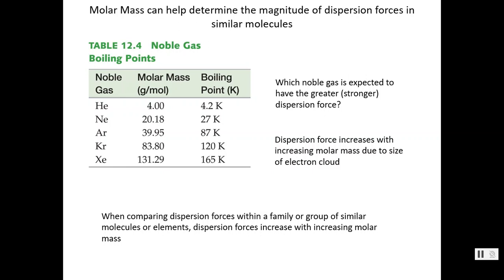So for example, if I was to ask you between chlorine and bromine, those are two halogens in group 7. Between those two, which would have the greater dispersion force? You would say bromine. Bromine has a bigger molar mass than chlorine. And so you would also expect bromine to have the higher boiling point as well. So dispersion forces can help us say something about the properties of a substance, particularly boiling point, in conjunction with its molar mass.